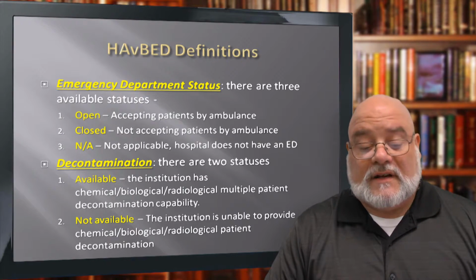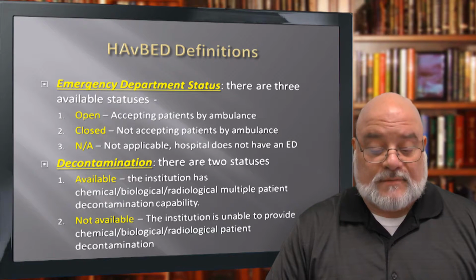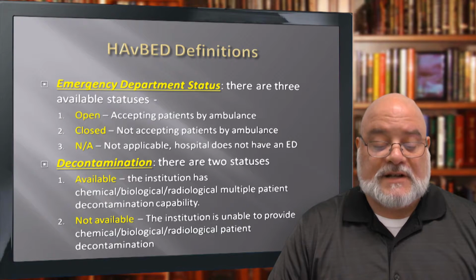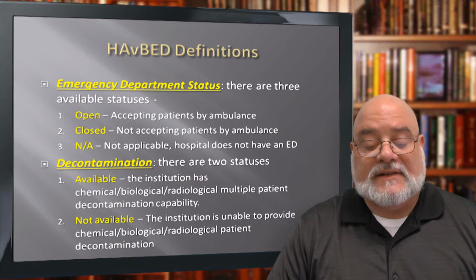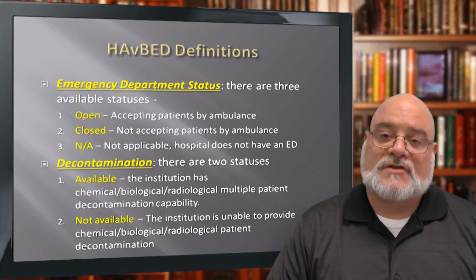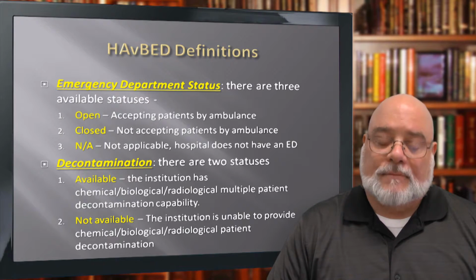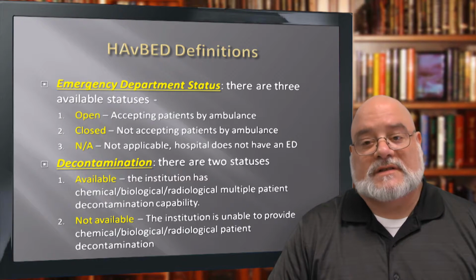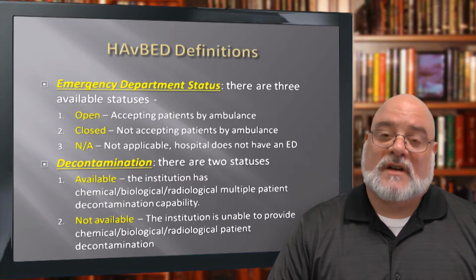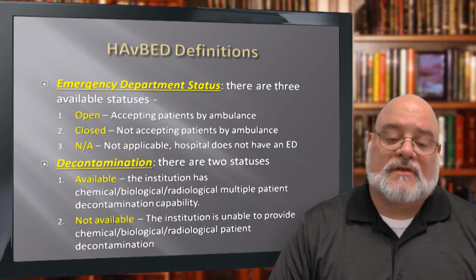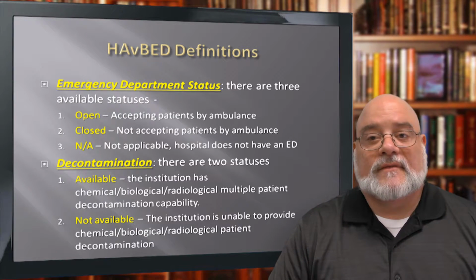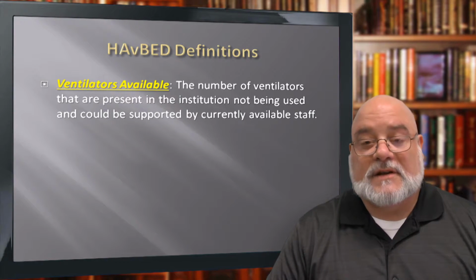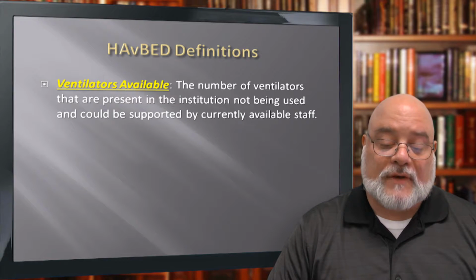Decontamination, 2 statuses available. They have available, the institution has chemical, biologic, radiologic, multiple patient decontamination capability. This doesn't necessarily have to be a fixed structure, but rapidly erectable and put into place. Not available. Institution cannot provide this service. However, if they're Joint Commission accredited, then that is part of the Joint Commission accreditation process that they have the decon capability.